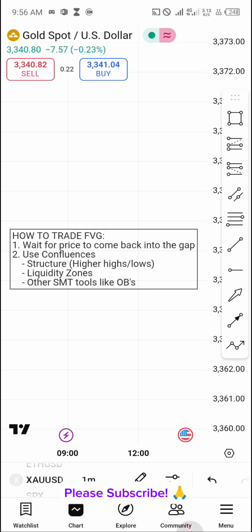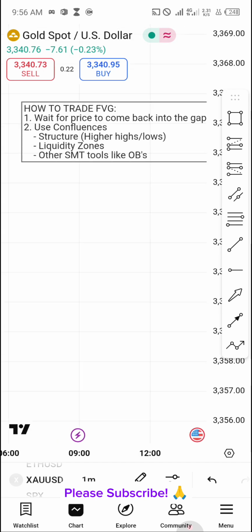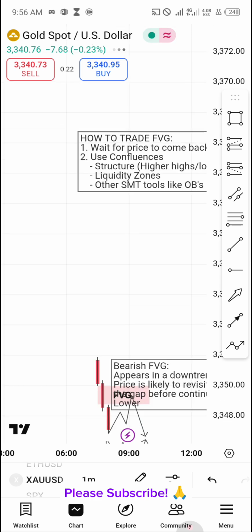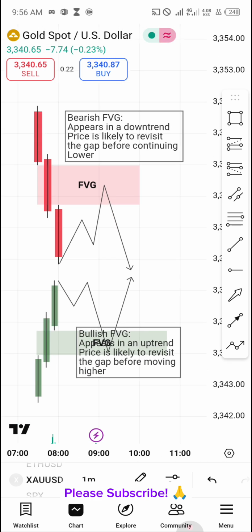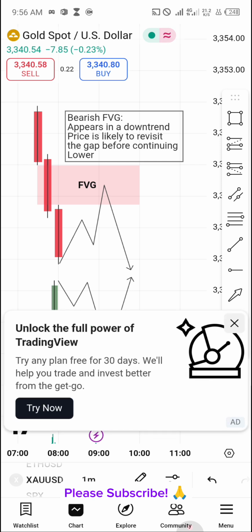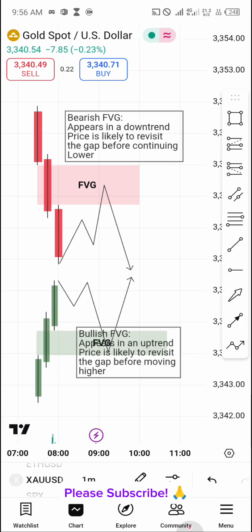Now, your entry will be when price gets into the fair value gap. When price gets into the fair value gap, right about this point, your stop loss is usually below the fair value gap if it is a bullish fair value gap, or above the fair value gap zone if it is a bearish fair value gap, while your take profit will be at the next liquidity pool or opposing imbalance, guys.